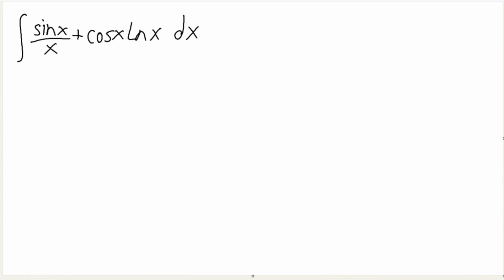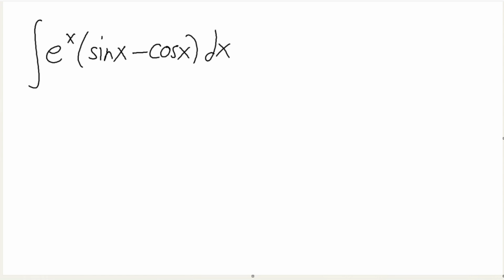Here, you should immediately see that this is a reverse product rule and that you should already know what the answer to this is. So, of course, this is reverse product rule. Your answer should immediately be sine of x, ln of x plus c.